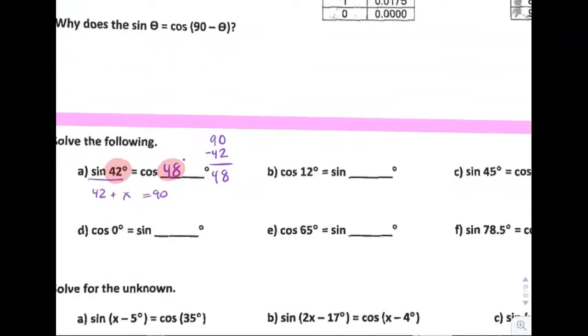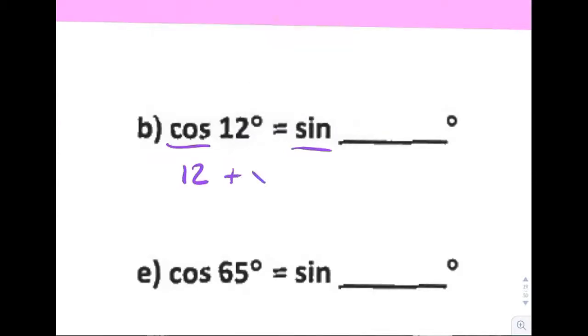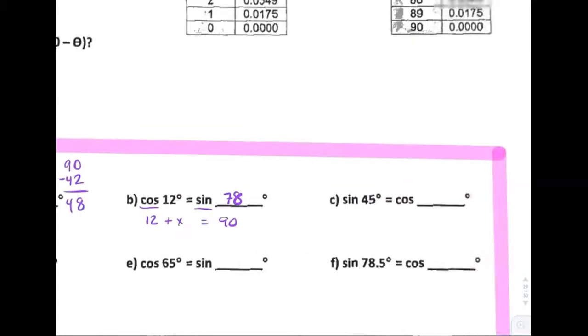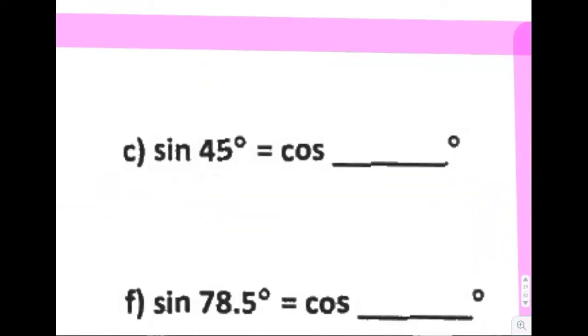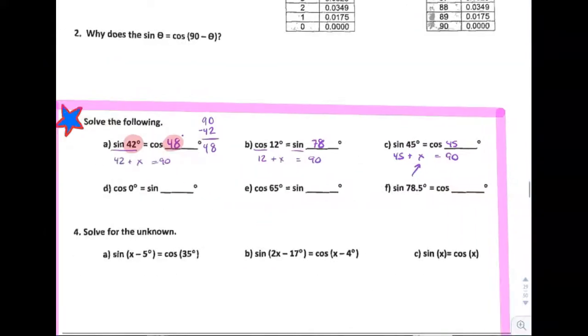The cosine of 12. Cosine, sine. So 12 plus what equals 90? It's always 90. Take away 12 from 90, 78. Those are cofunctions. This one's interesting. Sine of 45 is going to be the same thing as the cosine of 45. Why? Because 45 plus what equals 90? Answer, itself. 45 and 45 make 90. So the sine of 45 and the cosine of 45 both add up to 90.